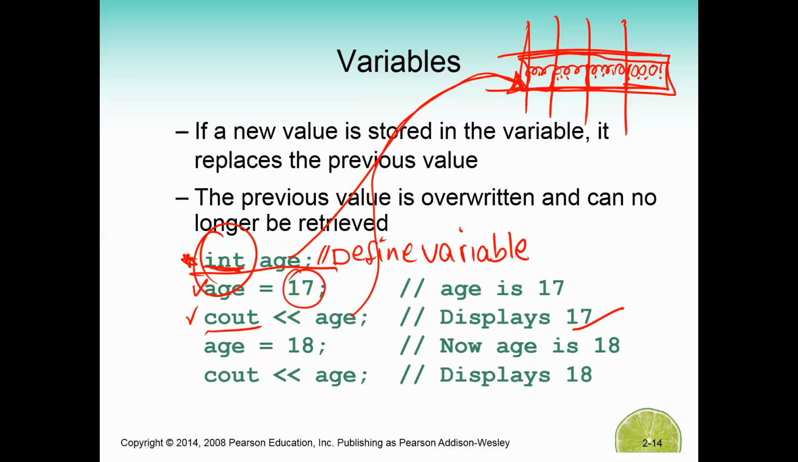Next line, we have now put an 18 in age. So now this one is going to change. This is going to be now 0, 1, 0, 0, 1, and then the rest are going to be zeros. Where? Exactly in here.